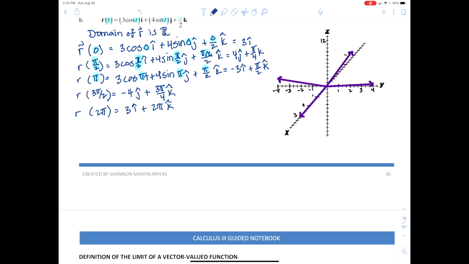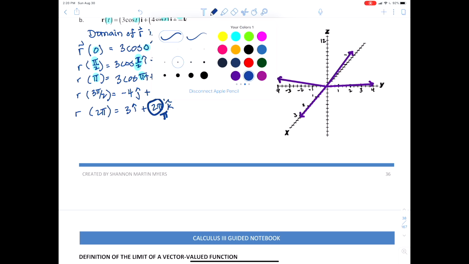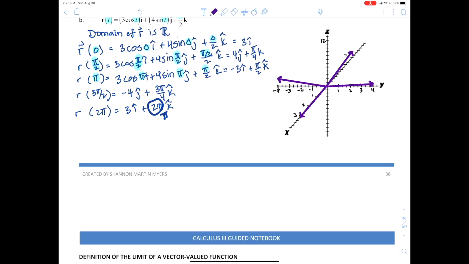Okay, let's take a look. So r at 2 pi, oh, you know what? I made a mistake here, right here. That should have been what? Pi times k. Whoops. So let's take a look. Pi is what? 3.14-ish. And so we'll see where we're at. So 3i, I think that's about here.